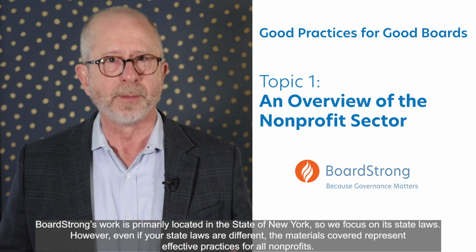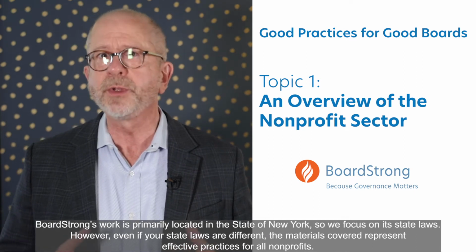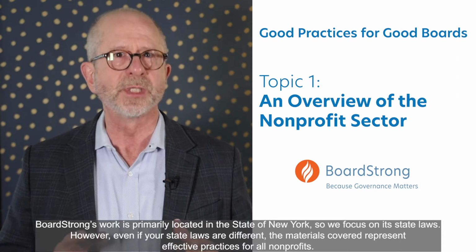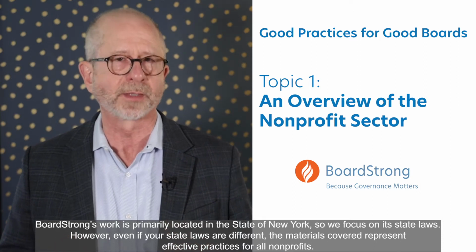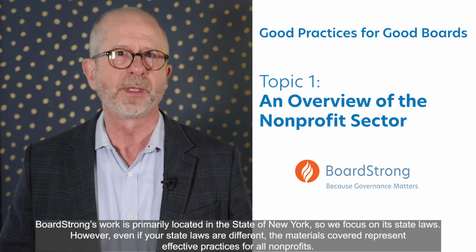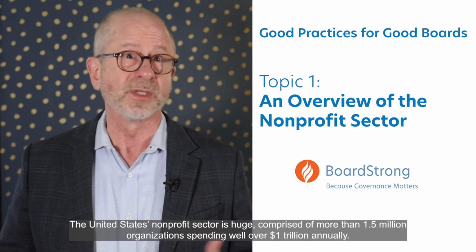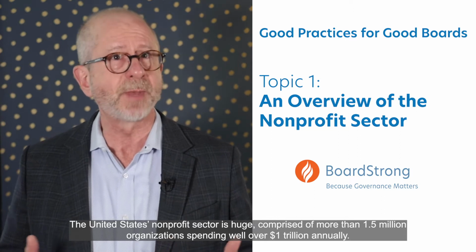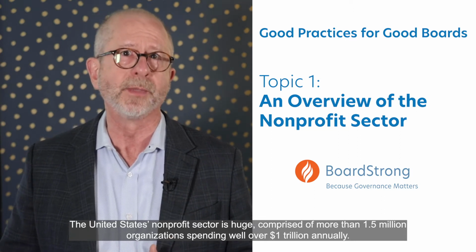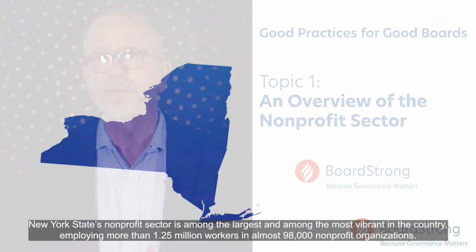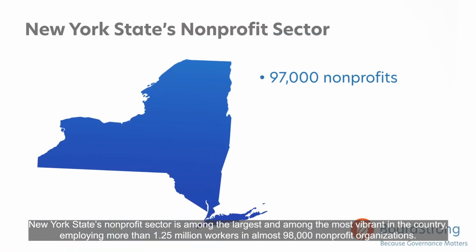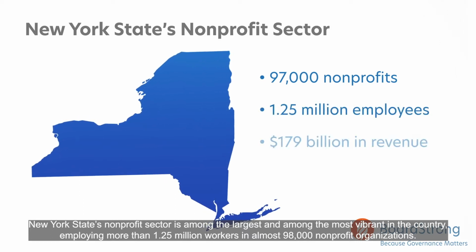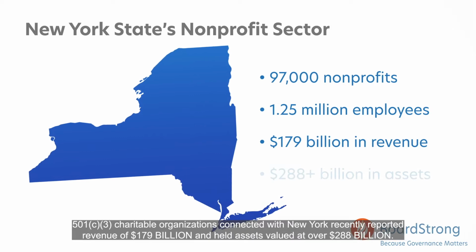Board Strong's work is primarily located in the state of New York, so we focus on its state laws. However, even if your state laws are different, the materials covered represent effective practices for all nonprofits. The United States nonprofit sector is huge, comprised of more than 1.5 million organizations spending well over $1 trillion annually. New York State's nonprofit sector is among the largest and among the most vibrant in the country, employing more than 1.25 million workers in almost 98,000 nonprofit organizations.